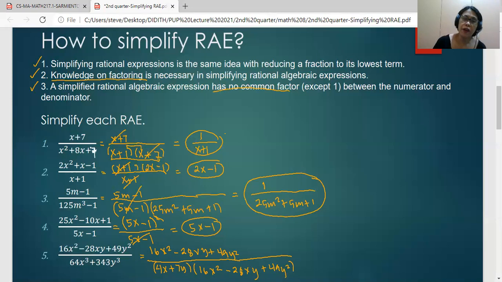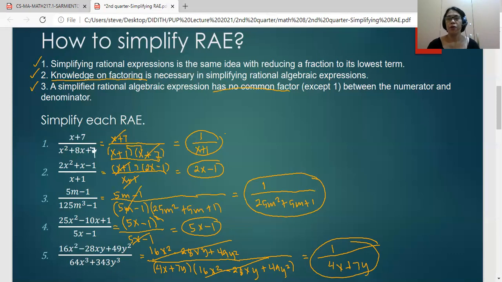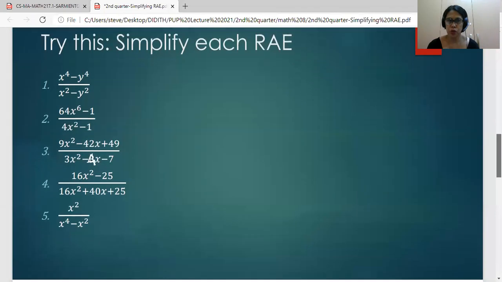So after completing the factors of the denominator, comparing it with the numerator, the second factor is the same with the numerator. So we're going to cancel that same factor. So we have 1, since the numerator is canceled, all over 4x plus 7y there. So let's try to work on more rational algebraic expressions to be simplified.